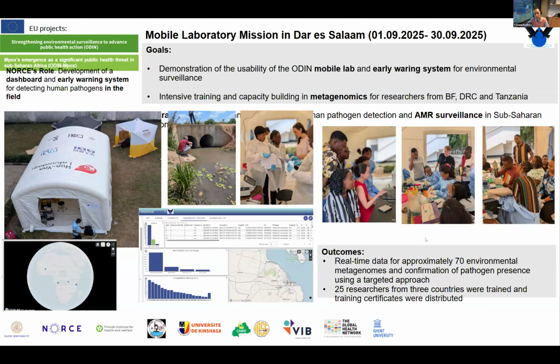So here we not only analyze the wastewater, but we have also analyzed drinking water and surface water, trying to align as well with the schema for the stationary lab.